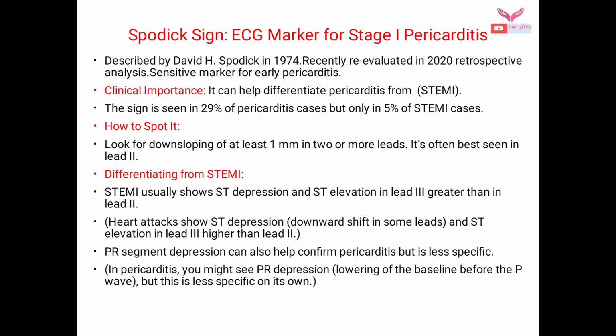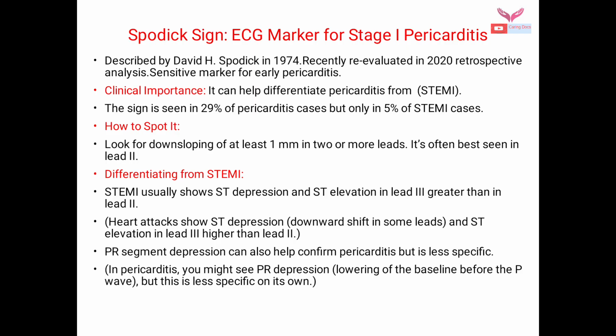Clinical importance of Spodick sign is it can help us to differentiate pericarditis from ST elevation MI. In many ST elevation MI cases, as it is seen in approximately 30% of the pericarditis, but also it can be seen in 5% of ST elevation MI cases also. So we should always look for downsloping of TP segments in at least 2 or more leads.